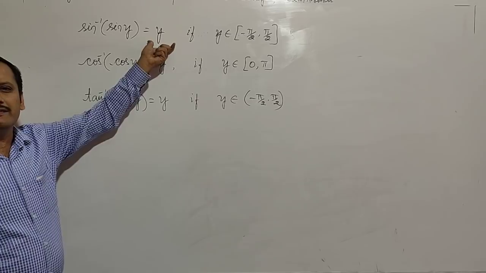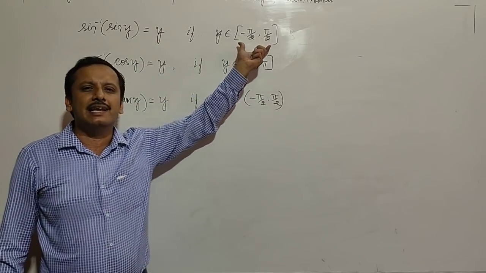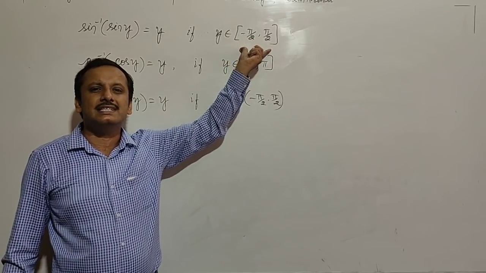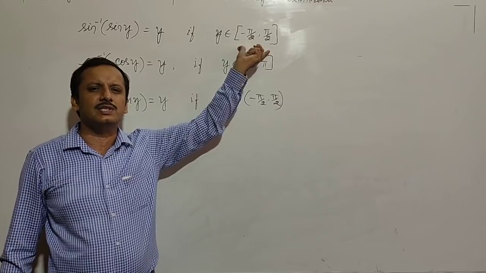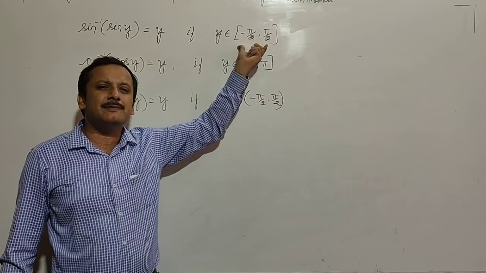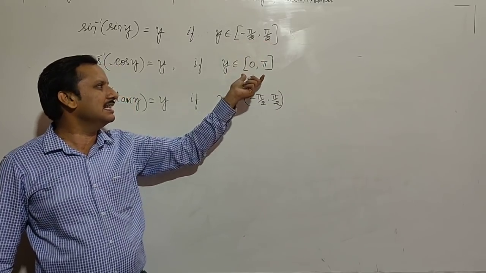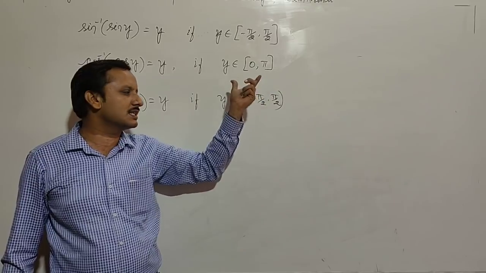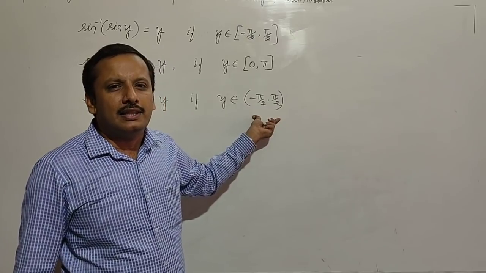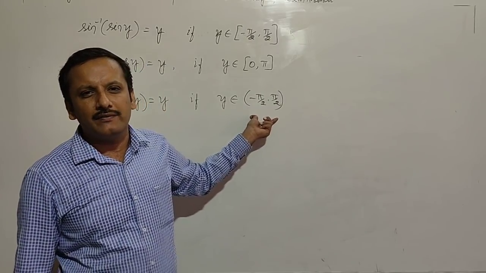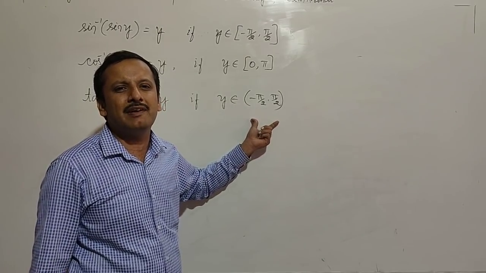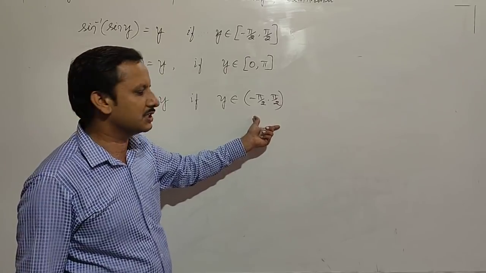Sin inverse of sin y, we can write that as y provided y lies in the closed interval -pi by 2 to pi by 2. As we know, this is the range of sin inverse x. That range of sin inverse x is also called the principal branch of sin inverse x. Similarly, this is the principal branch of cos inverse x. This is the principal branch of tan inverse x. So the values of those inverse trigonometric functions which lie in that principal branch are called principal values of those inverse trigonometric functions.